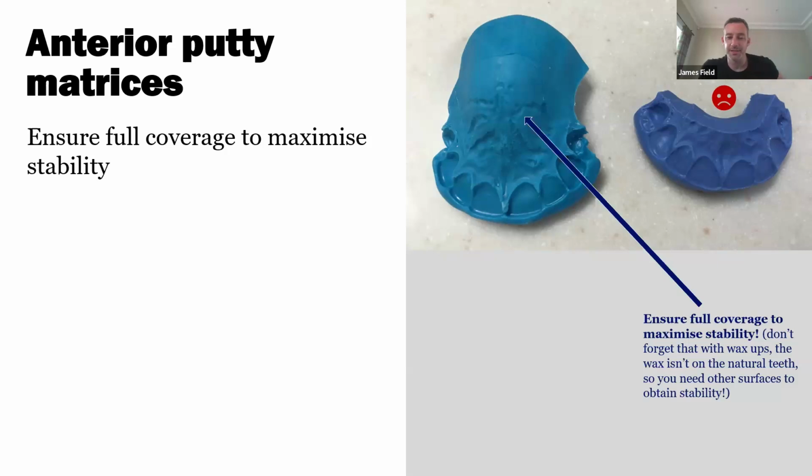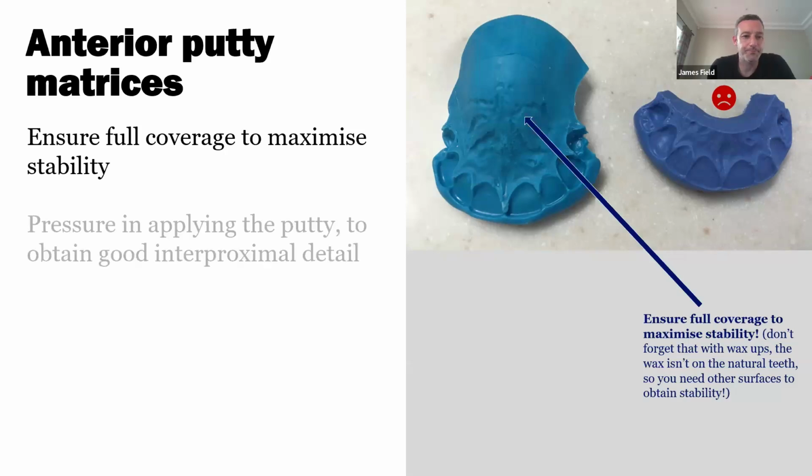Don't forget, with wax-ups, the wax isn't on your natural teeth. So if you're making your matrix on a wax-up, don't rely on the wax itself to stabilize the matrix, because you'll go over to the mouth and that matrix will just rock on the mucosa because there's no wax there in the mouth. So you need other surfaces to obtain stability. For me, it's largely the premaxilla and the palatal vault, and possibly the palatal aspect of some of the teeth, which are not being waxed up.